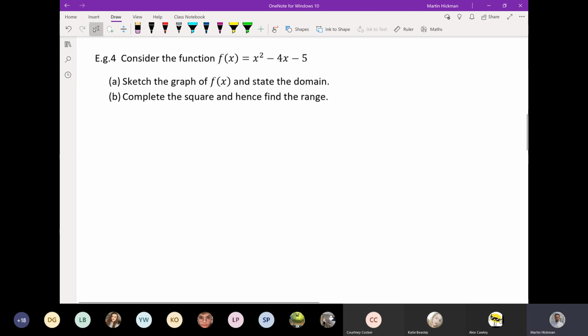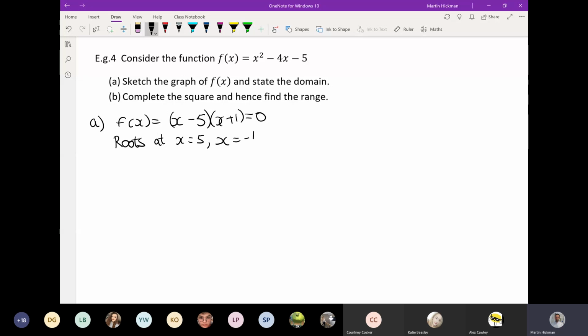So we've got another function now, and this is a quadratic. Probably a little bit easier than the first one in terms of the sketch. So in terms of sketching this, I could just simply factorize this, which is just x minus 5, x plus 1. What that means is my roots are at x equals 5 and x equals -1.